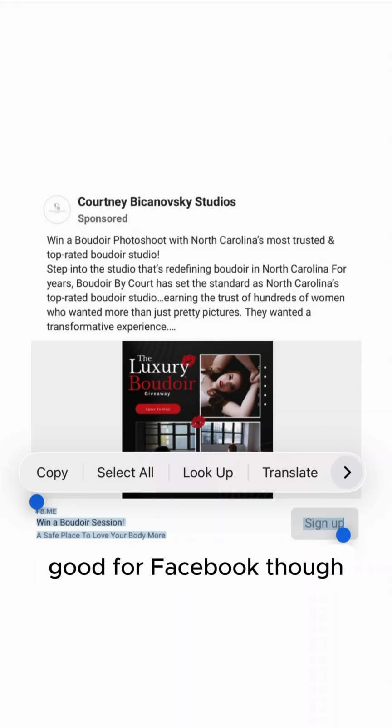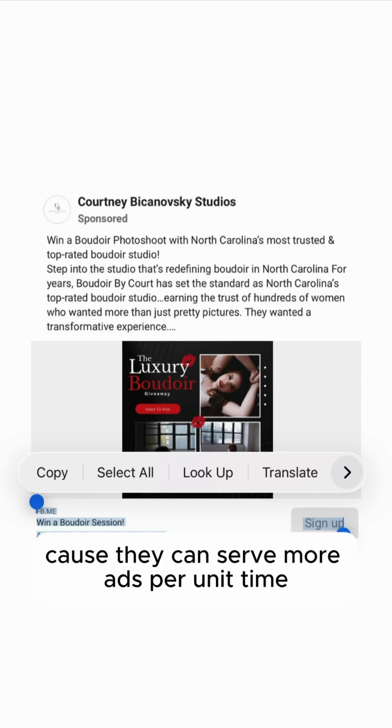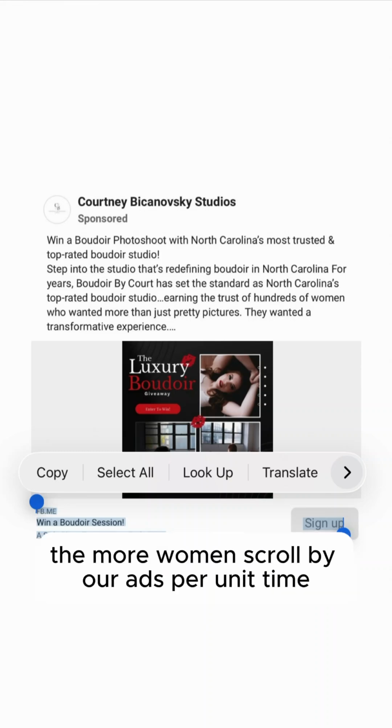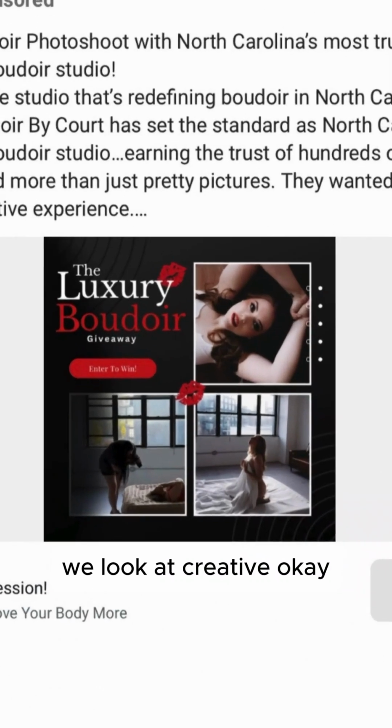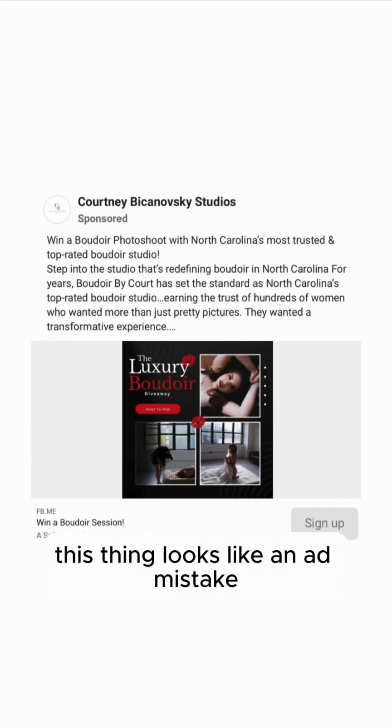So this is not good for us. Good for Facebook though, because they can serve more ads per unit time the more women scroll by our ads per unit time. So Facebook makes more money per unit time, which is why they recommend us to do this. Second thing we look at, creative. Okay, this looks like an ad mistake.